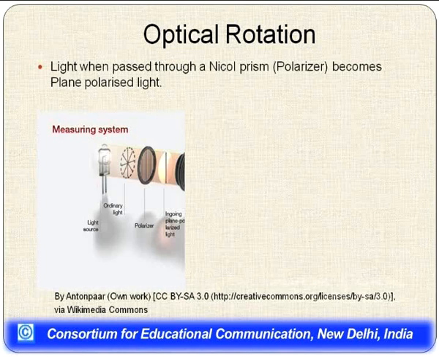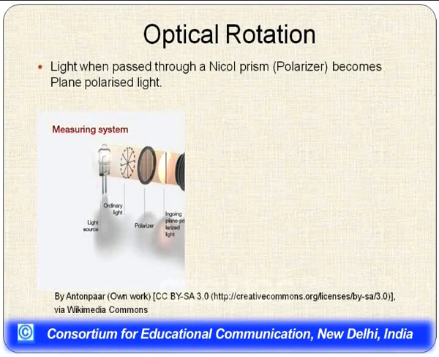What happens when light changes into plane polarized light? The light which was oscillating in all directions, as you can see in the picture, changes from various planes, the three-dimensional sphere kind of thing, into one plane. Now, when the light is plane polarized, it is only oscillating in one single plane.